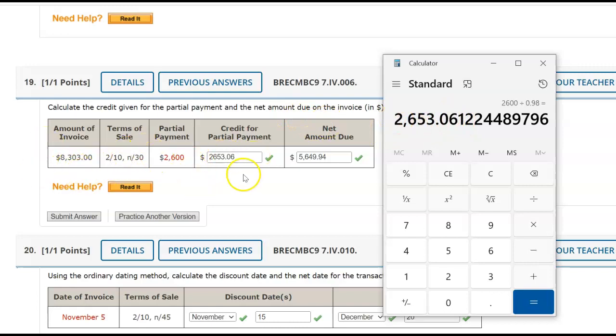Since we got a discount, that 2600 is going to count as 2653.06 toward the amount of the invoice. Make sure you round to the nearest penny there. All right, then what I did was I did 83.03 minus the credit for the partial payment of 2653.06. So that's the net amount due. So I'm going to conclude there, and let me know if you have any questions.